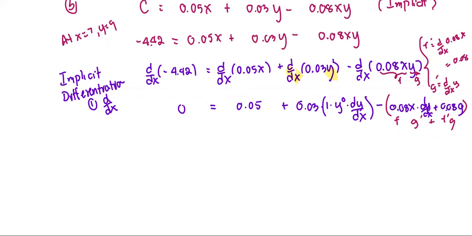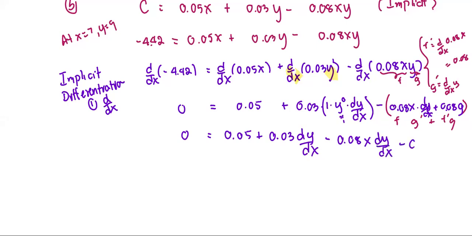And next, we're going to take away the grouping symbol and simplify the expression to be 0 equals 0.05 plus, we recall y to the 0 power is 1. Therefore, the second group here becomes 0.03 times dy by dx and subtracted by 0.08 times x times dy by dx and then subtracted by 0.08 times y.